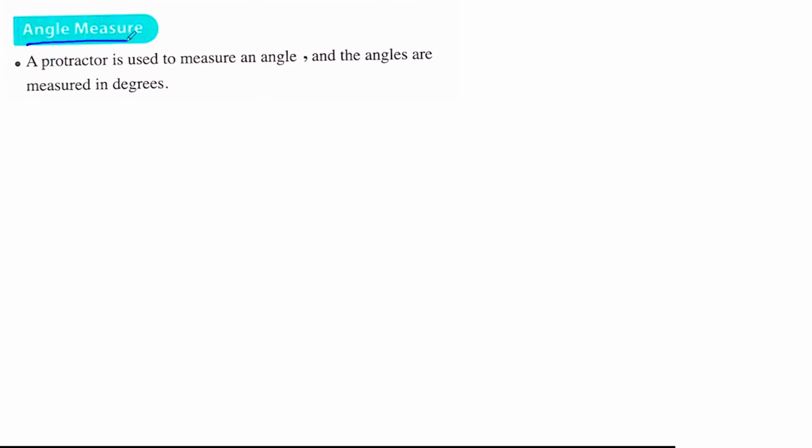There is something called the angle measure, which means the measurement of the angle. When we measure in elementary school, we say 30, for example, 30 degrees. A protractor is used to measure an angle. We use the protractor because we measure the angle with it, and angles are measured in degrees.